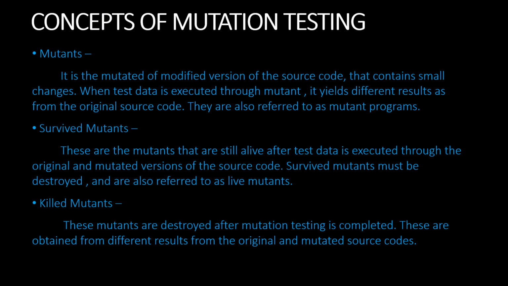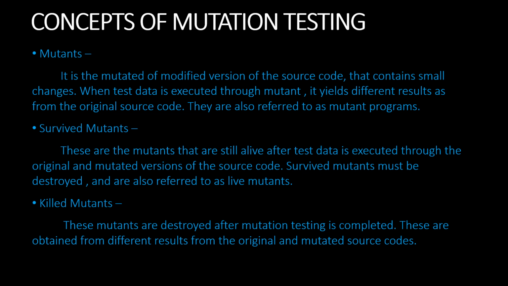Concepts of mutation testing. Mutants. It is the mutated or modified version of the source code that contains small changes. When test data is executed through a mutant, it yields different results from the original source code. They are also referred to as mutant programs. Survived mutants. These are the mutants that are still alive after test data is executed through the original and mutated versions of the source code. Survived mutants must be destroyed and are also referred to as live mutants.